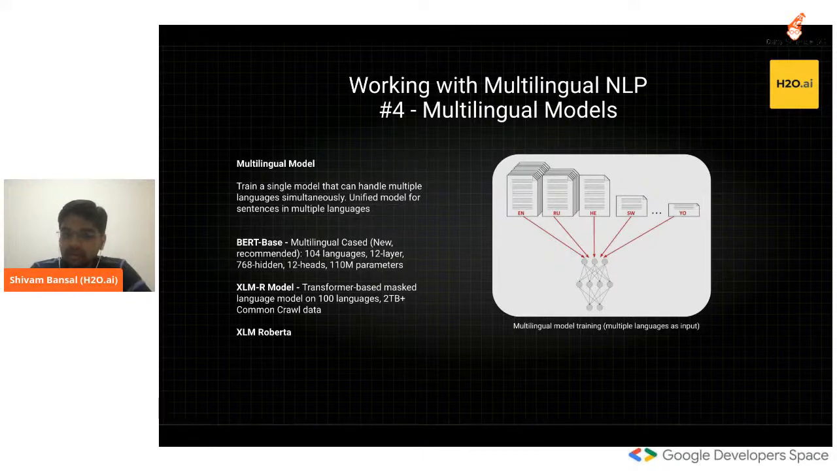Two of the standard models that we use are BERT-base multilingual cased, which was trained on 104 languages and has about 110 million parameters, and XLM-RoBERTa, which is also trained on about 100 languages, on much larger data, about 2 terabytes plus from Common Crawl. These two are external models that we use along with the models that we have trained within the H2O.ai platform.